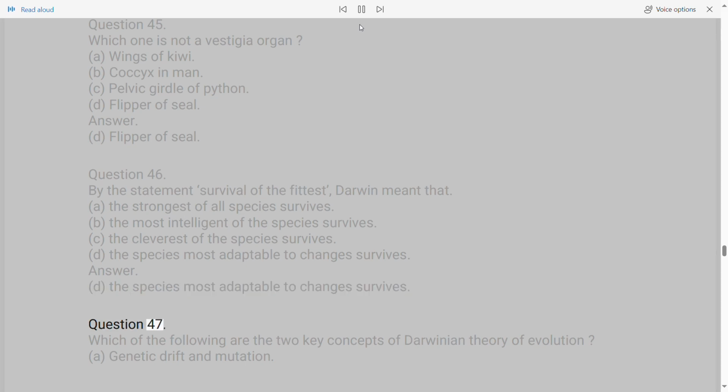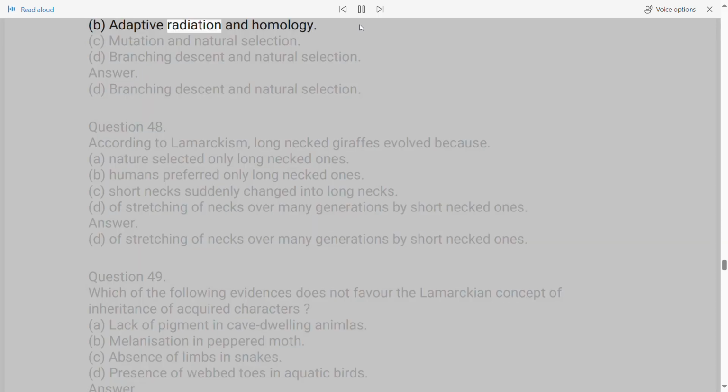Question 47. Which of the following are the two key concepts of Darwinian theory of evolution? A. Genetic drift and mutation. B. Adaptive radiation and homology. C. Mutation and natural selection. D. Branching descent and natural selection. Answer. D. Branching descent and natural selection.